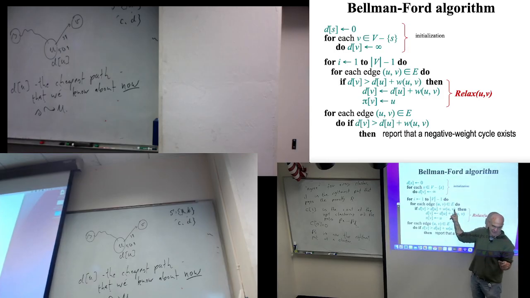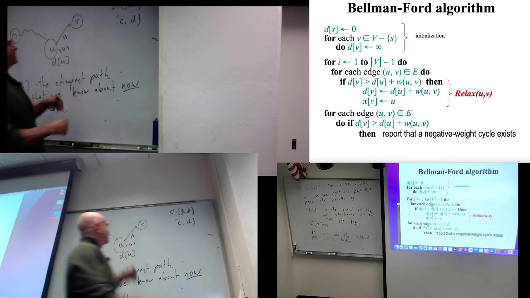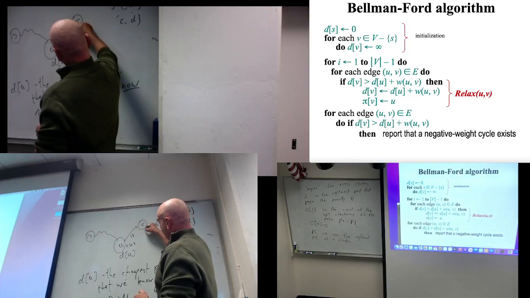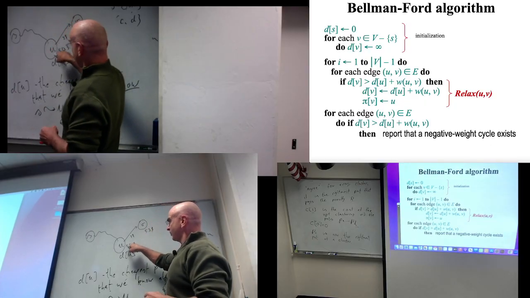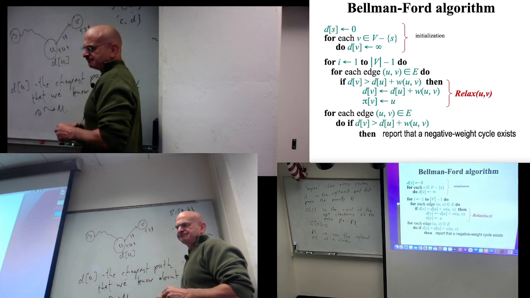W(U,V) is the cost of the edge. It's not the length of the path. It's the cost of the edge from U to V. That is, it will say you might get to U by paying $53: 50 plus the 3.